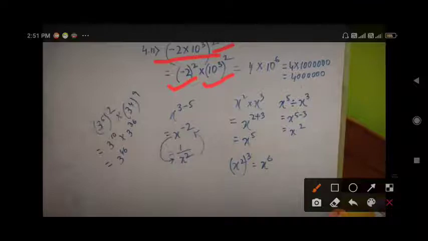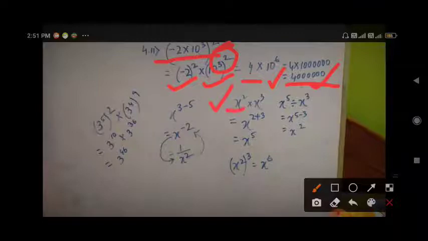So -2 square means 4, and 10 cube to the power 2, powers multiply. So that's why we can write 10 to the power 6. So 4 into this one, and we get this answer. Here are some more math based upon some rule on exponents.